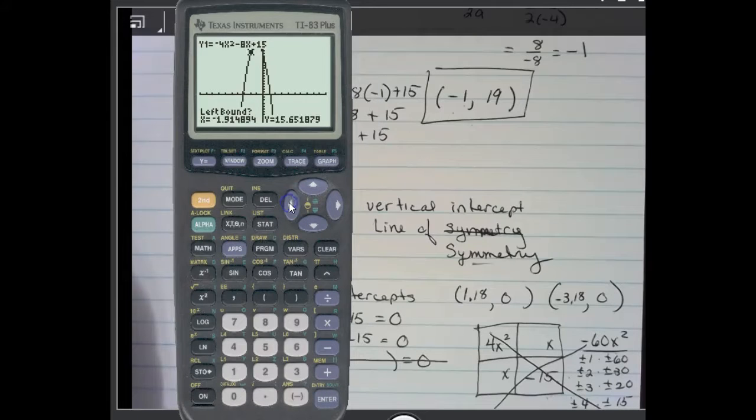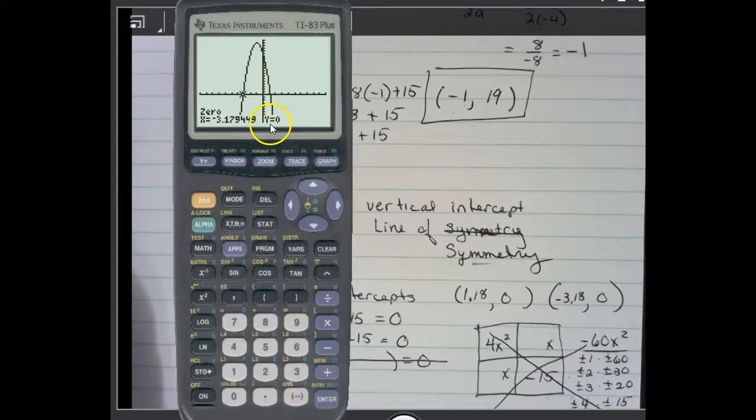And it wants us to find the left bound. So again, we're going left to right. So this would be the left bound for this particular side, because I want to know what that 0 is. Enter. It wants the right bound. And then guess. Well, that's pretty close. Enter. And as you can see, I get negative 3.179449. Hey, that's what we came up with.